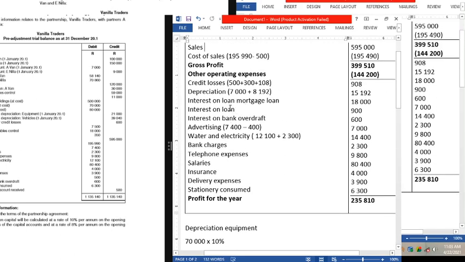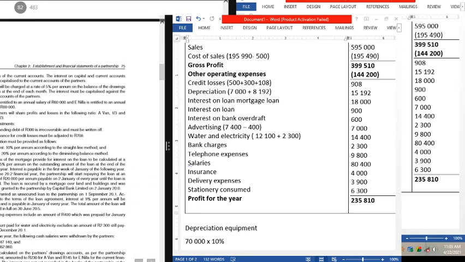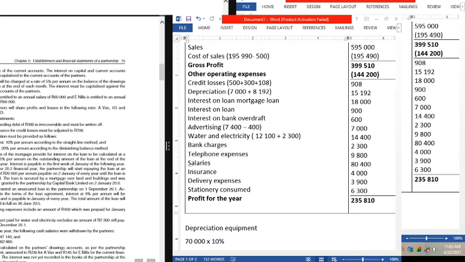Interest on loan. So let's say long-term loan. Anyways, it's 900 as you see. Very simple. What's important is for you to always be careful with those ones. Always know when the loan is taken. If a loan is for the whole year, then you must provide interest for the whole year.